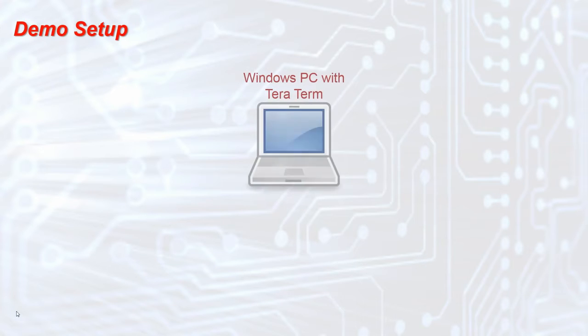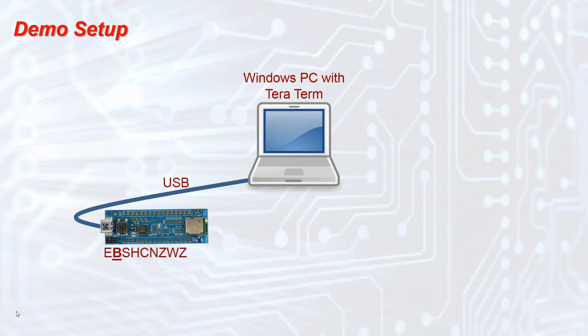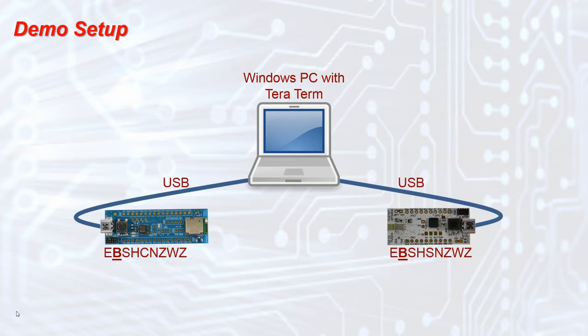Okay, now let's have a look at our throughput demo setup. We're going to use a Windows PC with TeraTerm, which is just a terminal emulator. We'll also use our EBS HCN ZWZ eval board and our EBS HSN ZWZ eval board. And then we're going to send data between the 2 boards and measure the throughput.